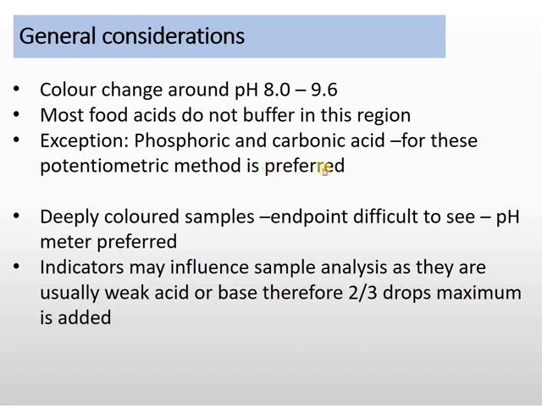The exception will definitely be phosphoric and carbonic acid, and therefore, for these types of acids, it's better to use the pH method than the actual titration method, where you might not get to the right endpoint. And then I'm going to mention this again: deeply colored samples.